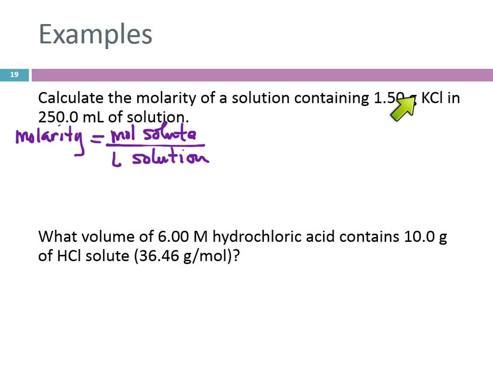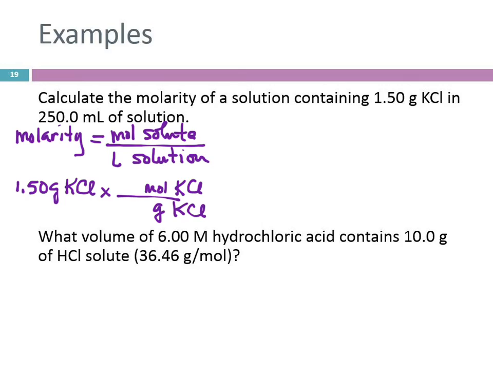We've got 1.50 grams of KCl. That's the solute, but we need moles. But we could fix that, right? 1.50 grams of KCl, and we want to convert that to moles of KCl. So we need to divide by grams of KCl. The relationship between grams and moles is the molar mass, right?